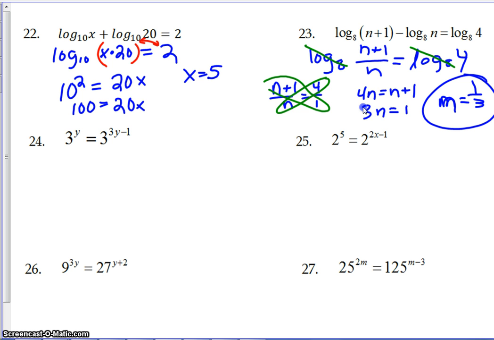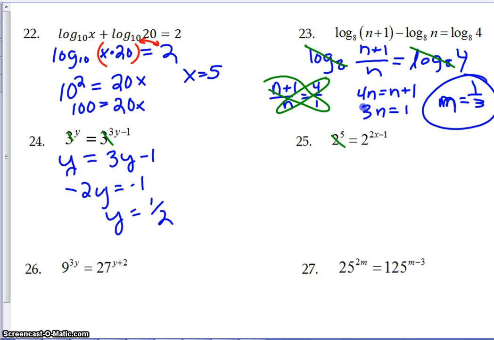Now, when I already have the common bases, 3 to the y equals 3 to the 3y minus 1, I can ignore my bases. So I can ignore the 3. The truth I know here is that y equals 3y minus 1. If I subtract 3y from each side, I'd get negative 2y equals negative 1. Therefore, y would equal positive 1/2.